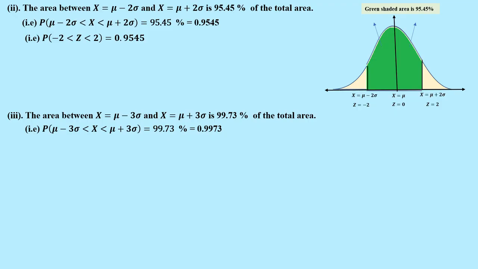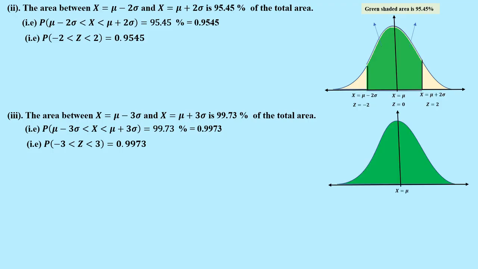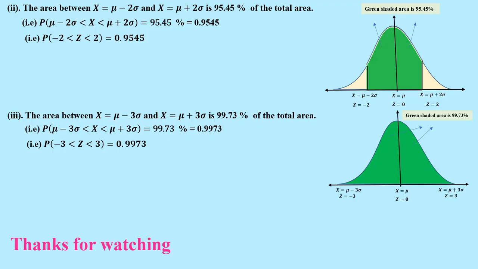Right. Next, the area between x equal to mu minus 3 sigma and x equal to mu plus 3 sigma is 99.73% of the total area. That is probability of mu minus 3 sigma less than x less than mu plus 3 sigma is equal to 99.73. That is nothing but 0.9973. This is nothing but probability of minus 3 less than z less than 3, which is equal to 0.9973. So it is like this. Thanks.